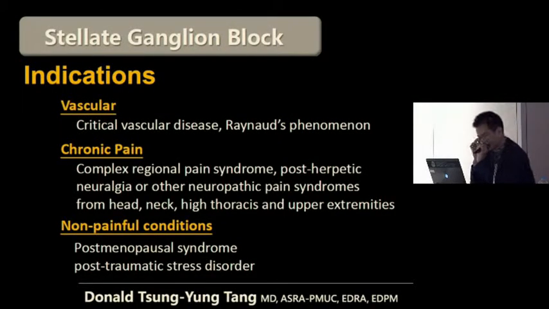There are so many indications. The first type is vascular, like critical vascular disease or Raynaud's phenomenon, Raynaud's syndrome. For chronic pain management, complex regional pain syndrome or post-herpetic neuralgia or any other neuropathic pain syndromes, you can just give it a try because this technique is relatively low risk. And for other neuropathic pains from the head, neck, upper thorax, or upper extremity, you can always give stellate ganglion block a try.